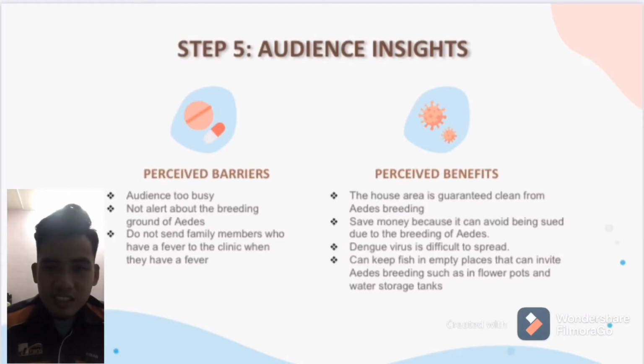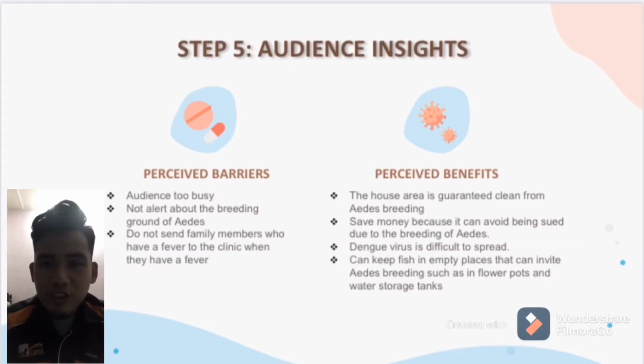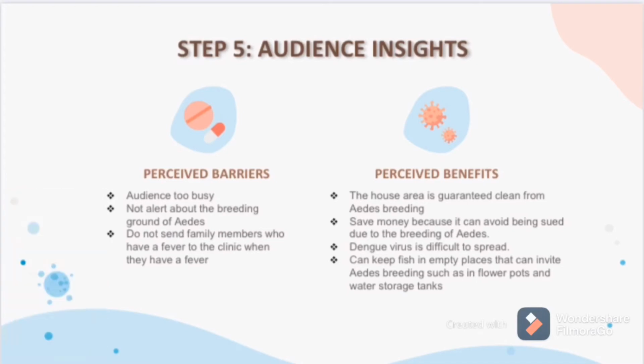Next is the dengue virus is difficult to spread or easily curbed. The audience should remember that prevention is better than cure. The last benefit is the audience can keep fish in empty spaces that can invite Aedes breeding, for example, in flower pots and water storage tanks. Why keep fish? It is because fish will eat larvae. Guppy fish and puyu fish are the recommended fish because the size is small but wild and low cost.